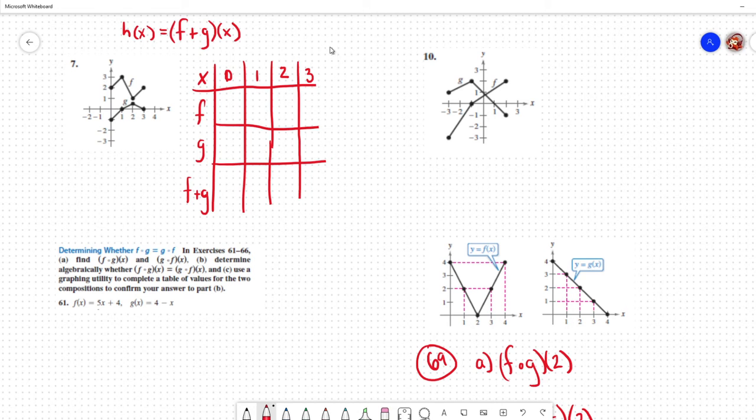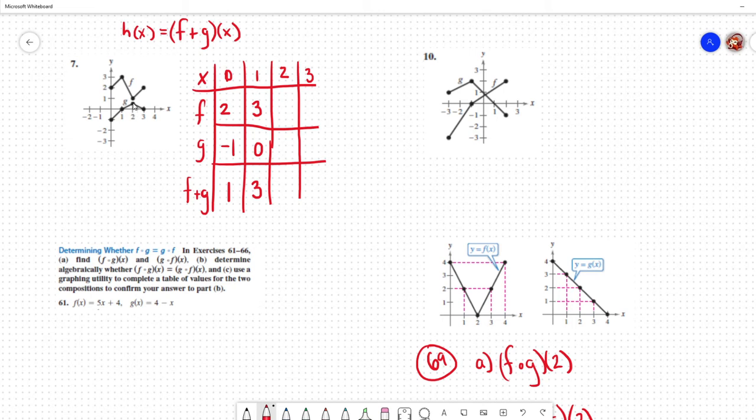Starting with f at 0, when x is 0, I see f is 2. G is -1. So at 0, f is 2, g is -1. So f plus g would be 1. Next, when x is 1, f is 3, g is 0. So f plus g would be 3.